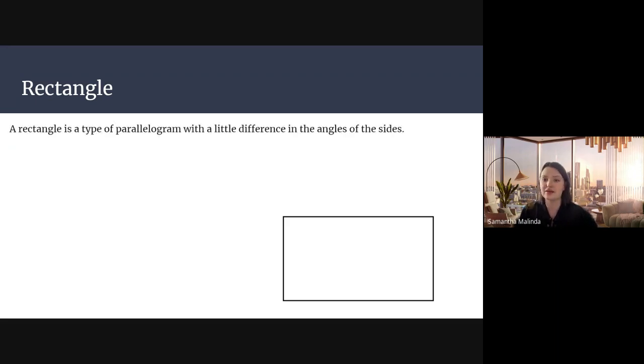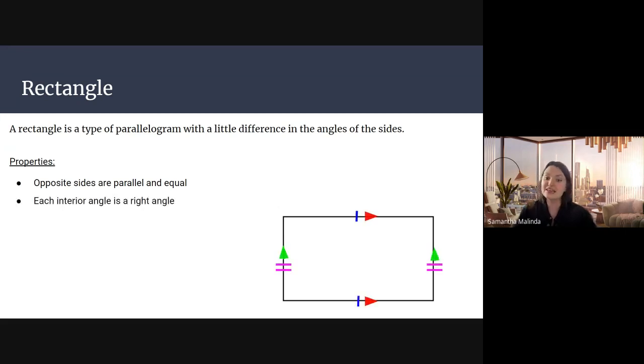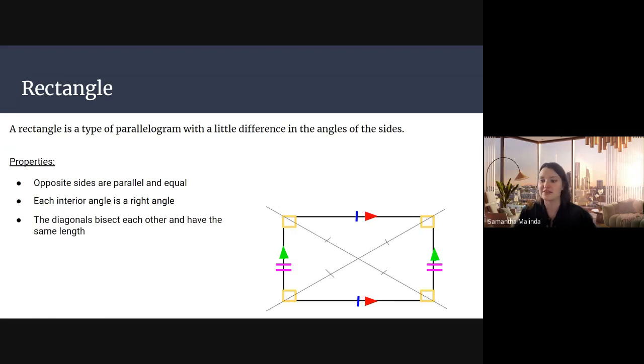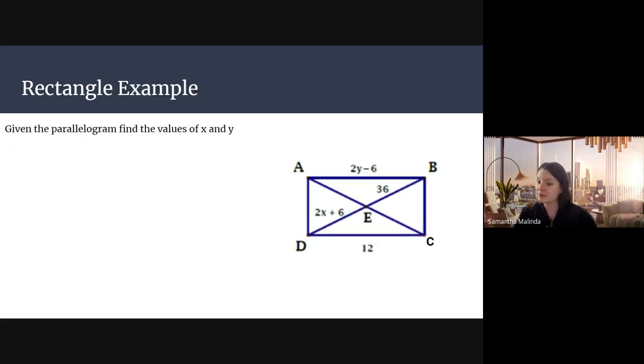You have a rectangle. It is a type of parallelogram with a little difference in the angles of the sides. So our first property, again: opposite sides are parallel and equal, which is a parallelogram. Each interior angle is a right angle. That is specific to a rectangle. The diagonals bisect each other and have the same length. And then there are the equations again for the area and perimeter. So let's look at an example for this one.